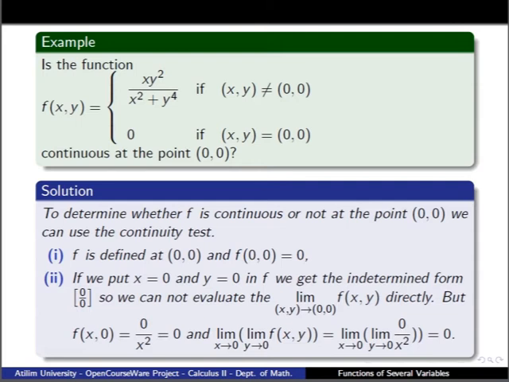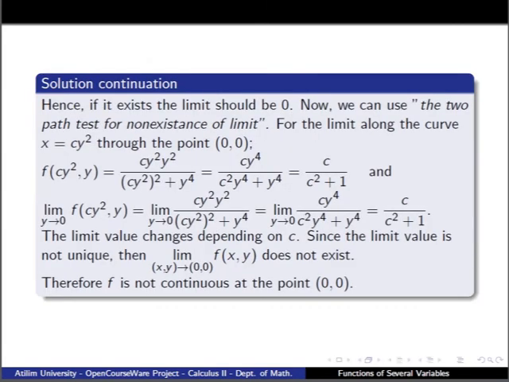But if we now use the two-path test for non-existence of limit, we may look for the limit through the curve x equals c y squared through the point 0, 0. In this case, the function f of c y squared, y gives the ratio c over c squared plus 1.